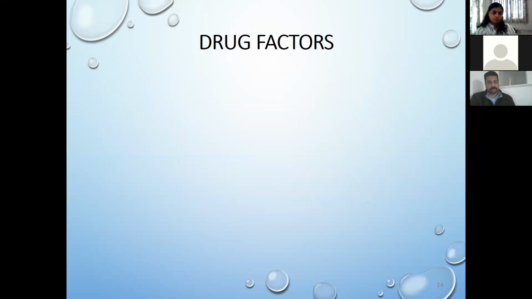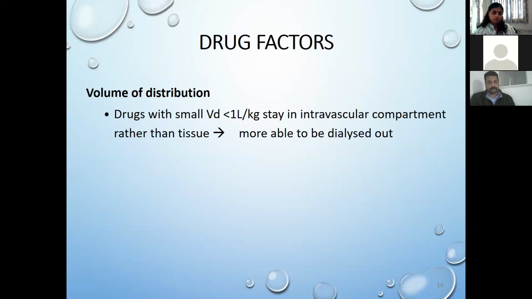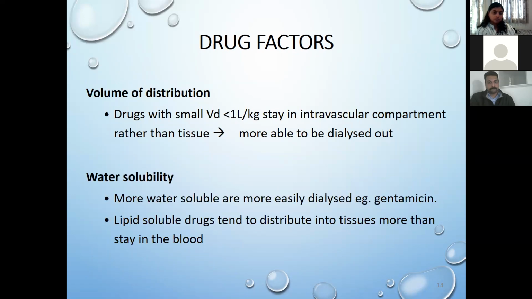The other drug factors that we're thinking about is for a particular drug, what's the volume of distribution? And it's important because only free drug in the plasma is available for removal by dialysis. I'll give you an example. When you look in the textbooks, you can find out what the volume of distribution is of a drug, and if it's small, and when we say small, it's like less than 1 litre per kilogram, it is likely found in the vascular space rather than in the tissue, and therefore more likely to be cleared by dialysis.